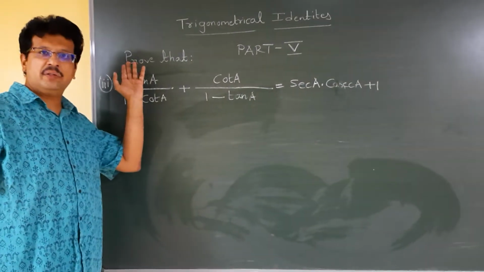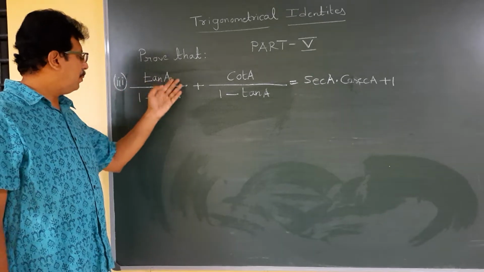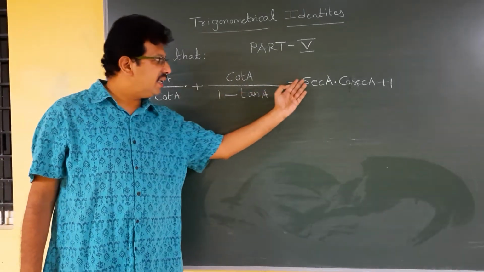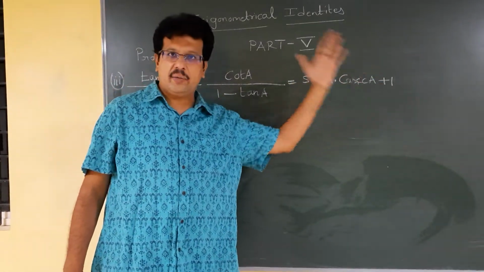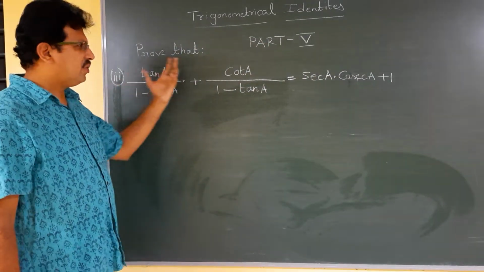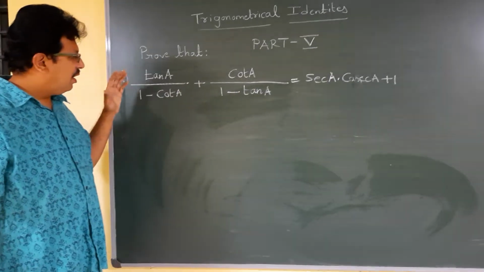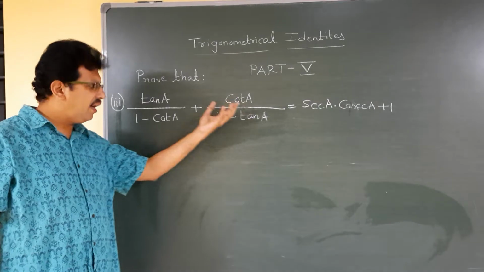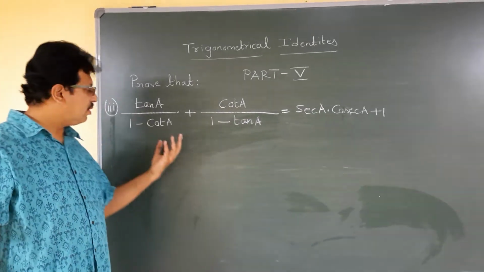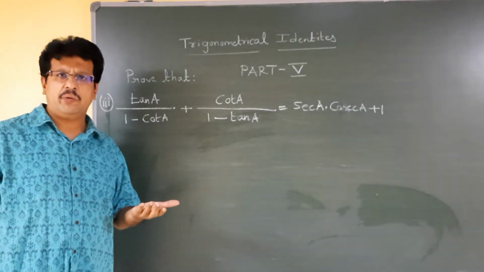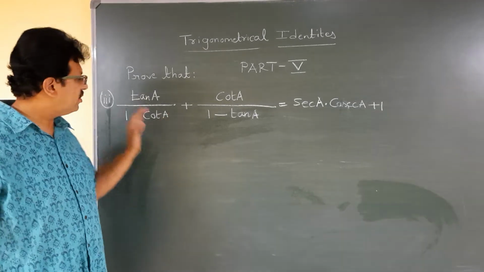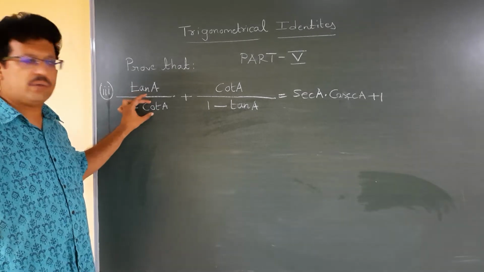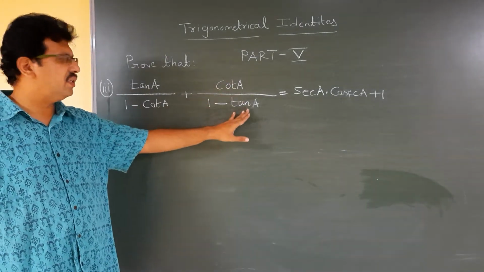So the next problem is: prove that tan A by 1 minus cot A plus cot A by 1 minus tan A equals secant A into cosec A plus 1. In this problem, children, you need to observe very carefully. Again, this problem cannot be done directly by taking LCM and solving the sums, because again it becomes very complicated for you. So you should always convert tan A in terms of sin and cos, and cot A in terms of sin and cos.